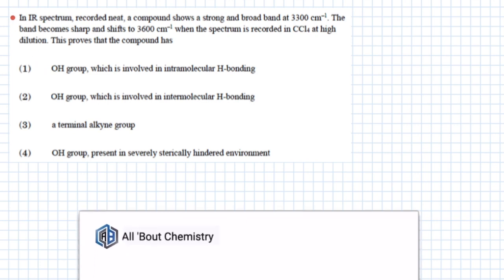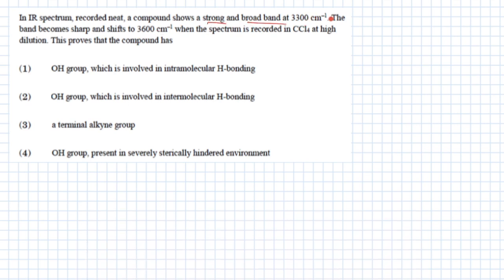Alright, so let's talk about this question over here. It says that in an IR spectrum recorded neat, a compound shows a strong and broad band at 3300 centimeter inverse. The band becomes sharp and shifts to 3600 centimeter inverse when the spectrum is recorded in CCl4 at high dilution. Now this proves that the compound has what?